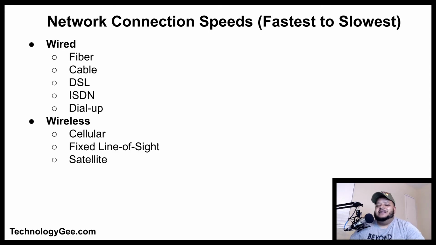Before we get started, let's talk about the comparisons of network connection speeds from fastest to slowest. So as you can see with wired connections, fiber will be the fastest, followed by cable, followed by DSL, followed by ISDN, and then followed by dial-up. When it comes to wireless connections, the fastest is cellular, then fixed line of sight, and satellite.